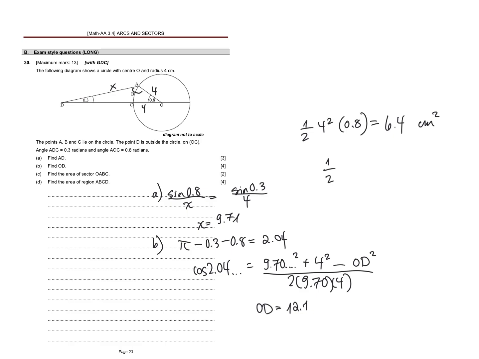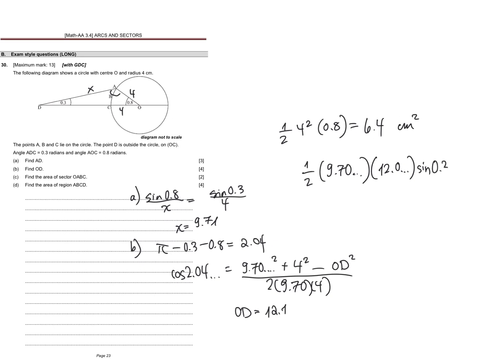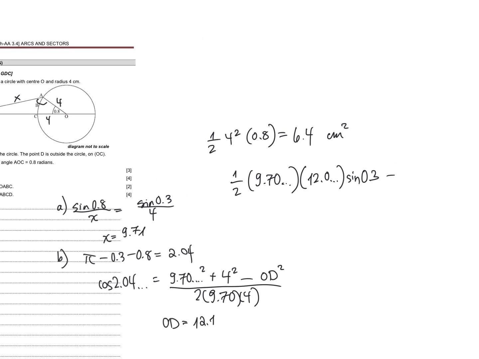1/2. I'm just going to use the 9.70, the x, times the 12.0, sine of 0.3 for this whole triangle. So this side times this side times sine of that, and then we're going to subtract 6.4 because that's the area of that sector, and this ends up being 10.9.